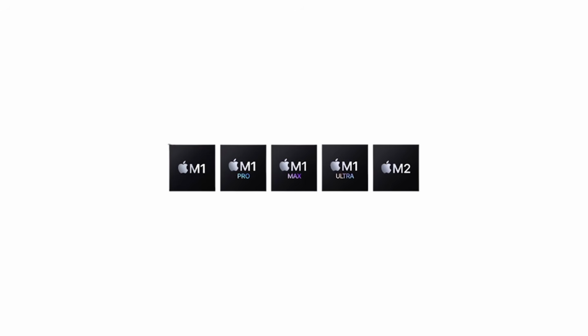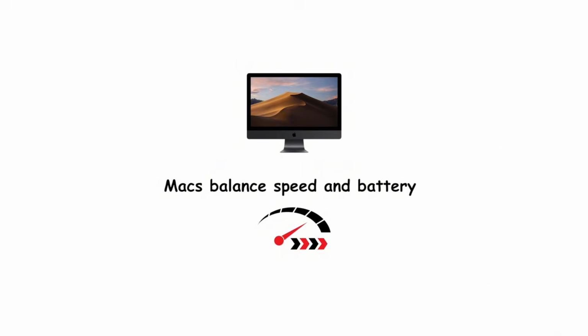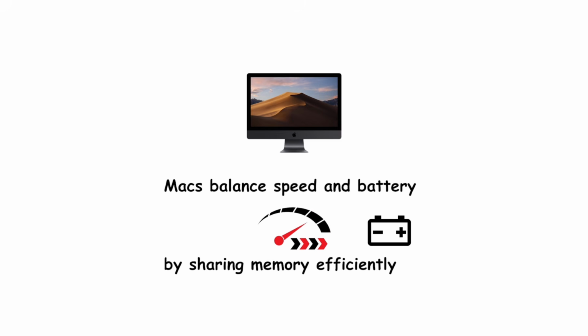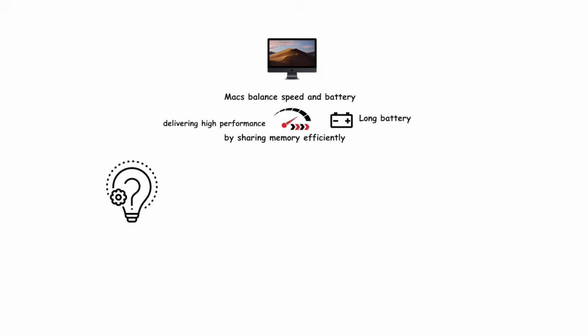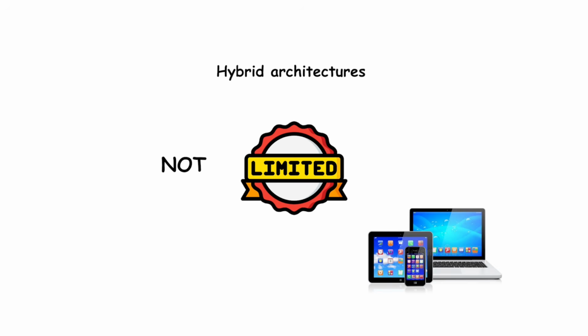Apple's M-series processors use a similar approach, pairing performance cores with efficiency cores. Their unified memory system and advanced power management allow macOS to distribute tasks intelligently, giving long battery life while still delivering high performance when needed. This hybrid model has been one of the reasons Apple Silicon chips significantly outperform many traditional x86 laptop CPUs in both performance and energy efficiency. Hybrid architectures are not limited to phones and laptops.